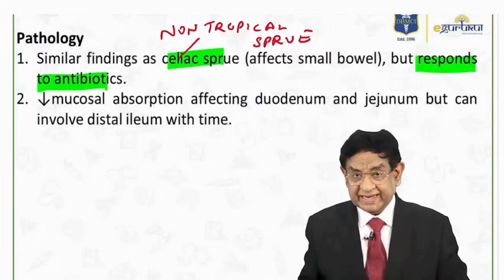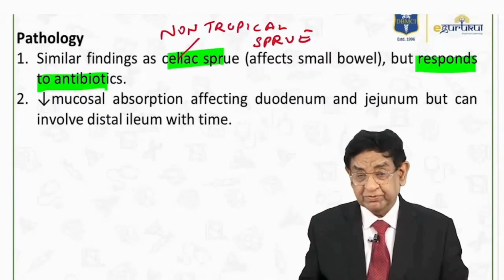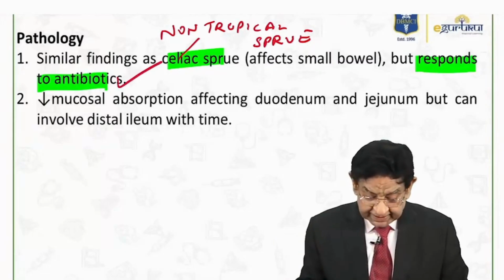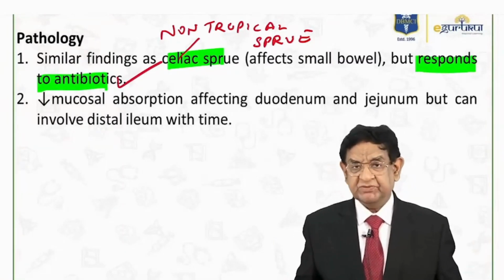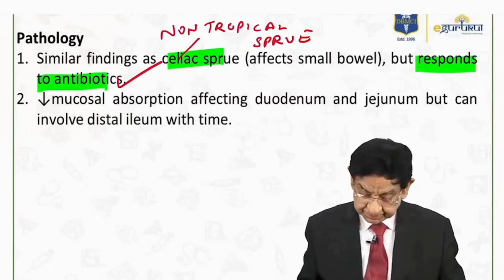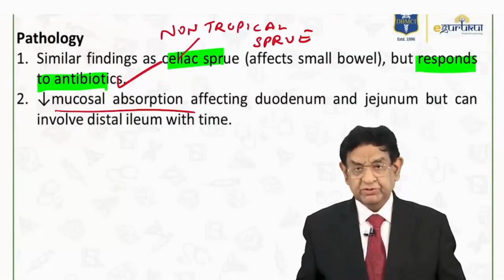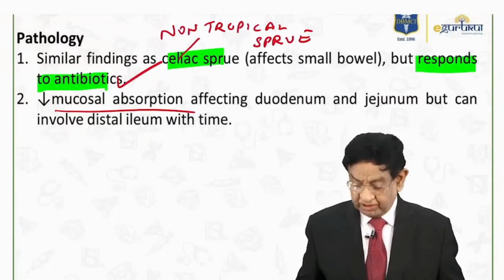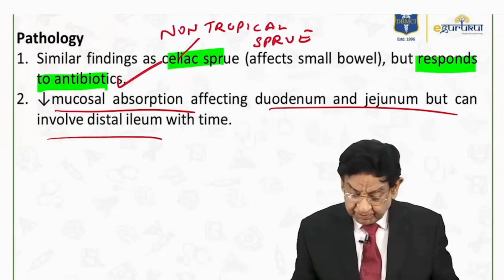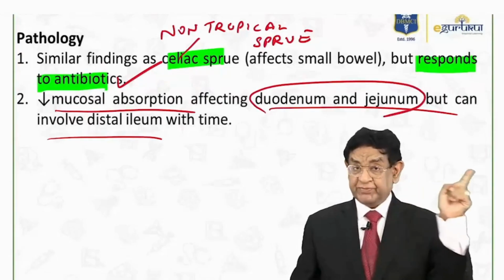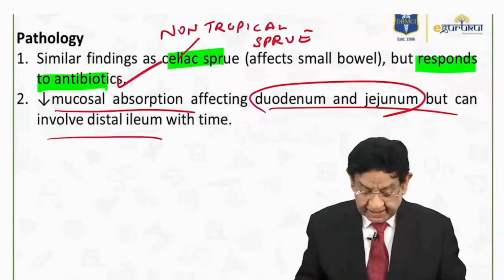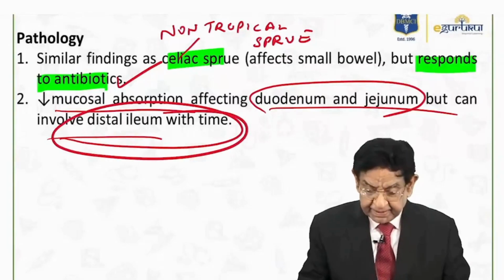Same pathological finding is there as in tropical sprue. But again, one point we differentiate is that it responds to antibiotic. If you recall, celiac disease is what we call refractory sprue, as it does not respond to antibiotic. Same reduced mucosal absorption because there is flattening of the villi. Again, the disease starts from the duodenum and jejunum, the same as in celiac disease. But here an additional finding: in due course of time, even the distal ileum may be involved.